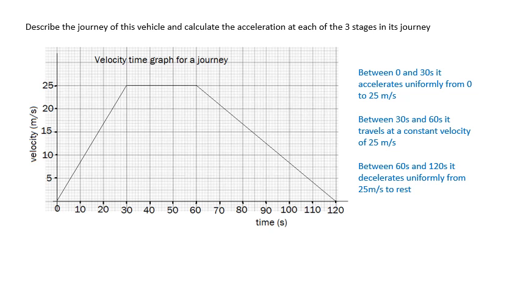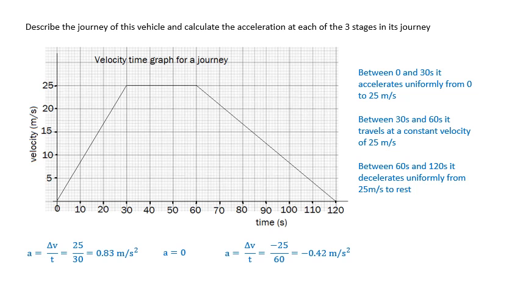Between 0 and 30 seconds, it accelerates uniformly from 0 to 25 meters per second. That's the level of detail you need to say. Between 30 and 60, it travels at a constant velocity of 25 meters per second. And then between 60 and 120, it decelerates uniformly to rest, from 25 to 0. Plenty of detail. Give numbers in your answers.